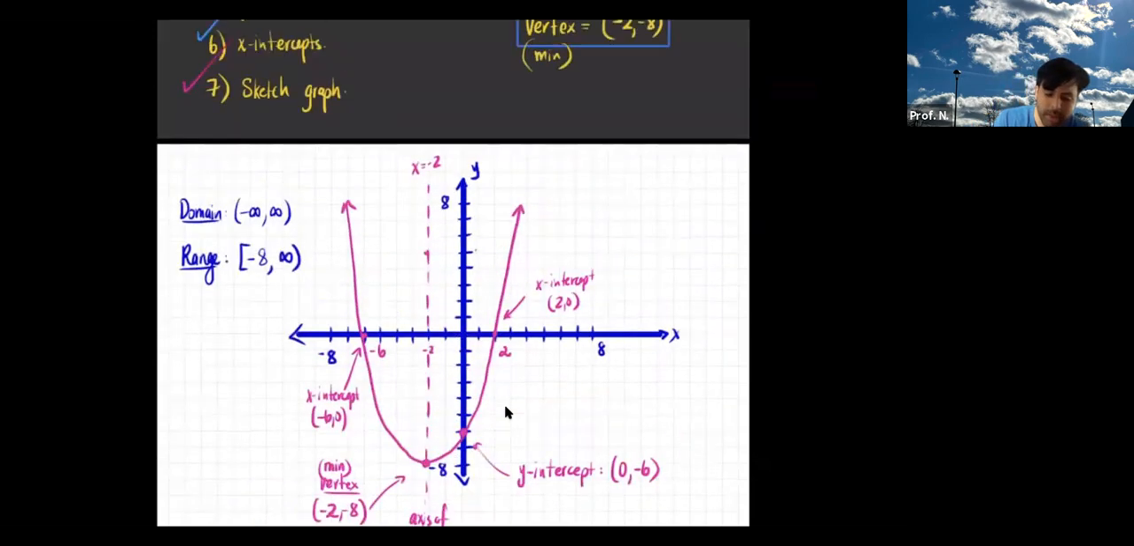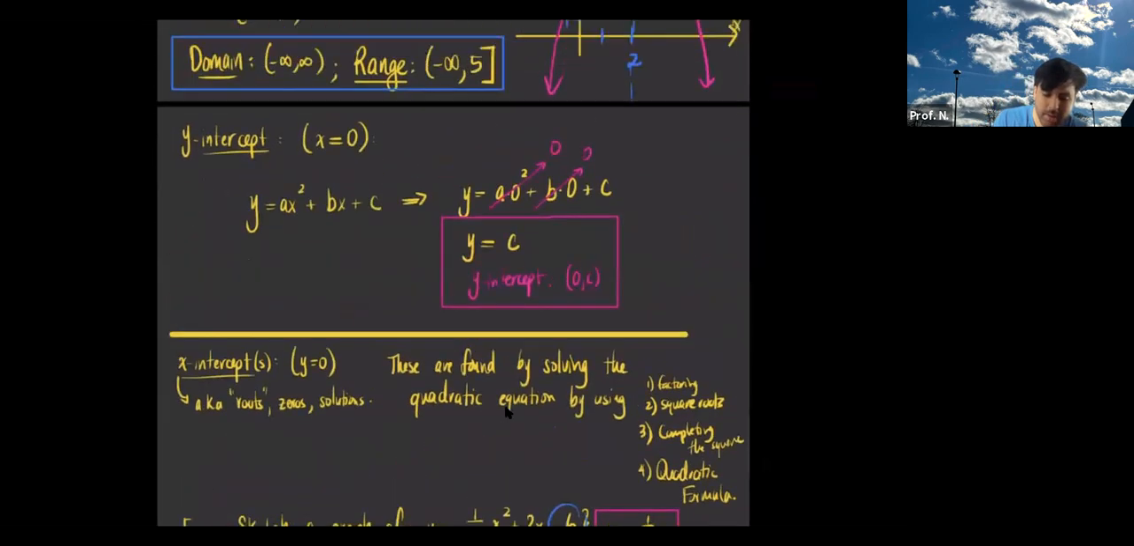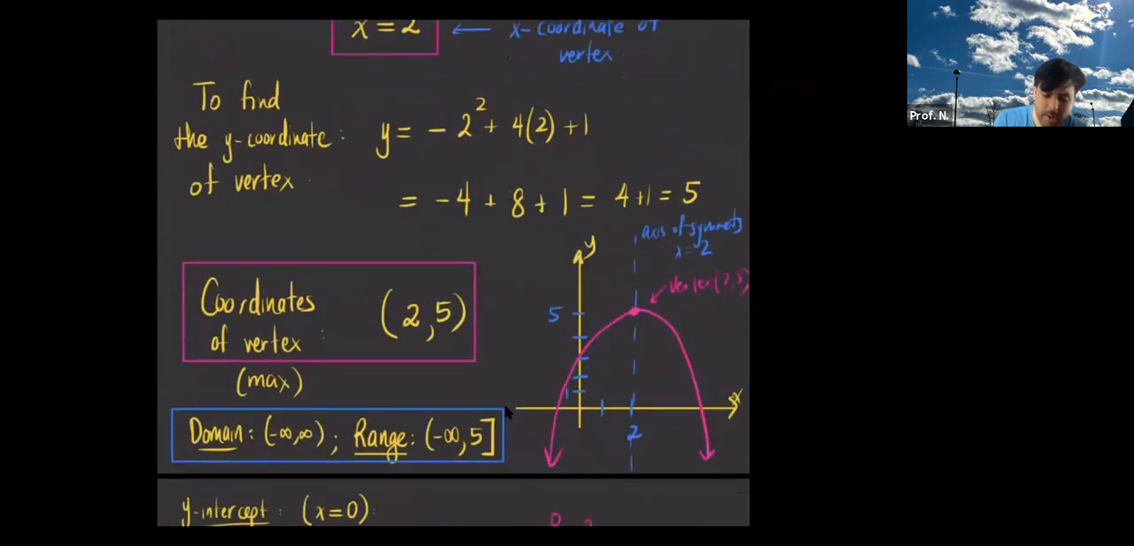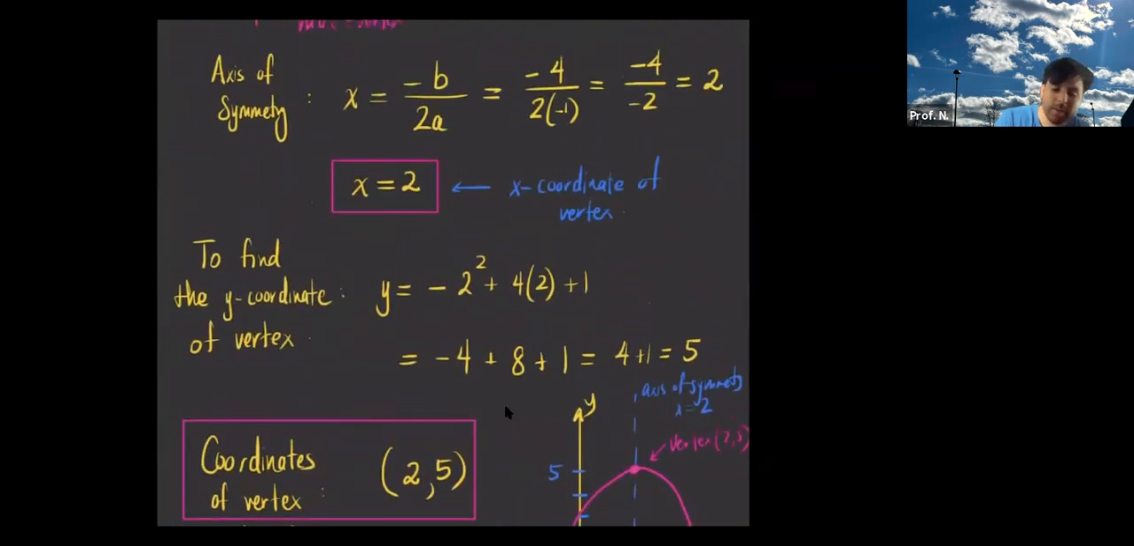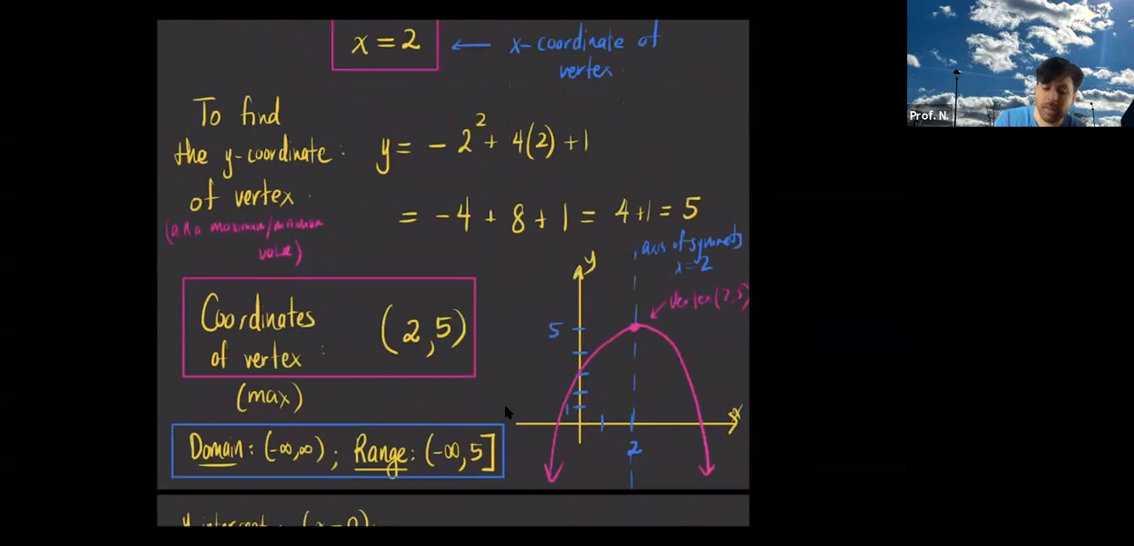Yeah, and one more thing. The y coordinate of the vertex is also known as, so this is also AKA, it's either the max or the minimum value. Okay. The max or minimum value. So in this case, because this is a max, the maximum value of this function is 5. That's the maximum y value.